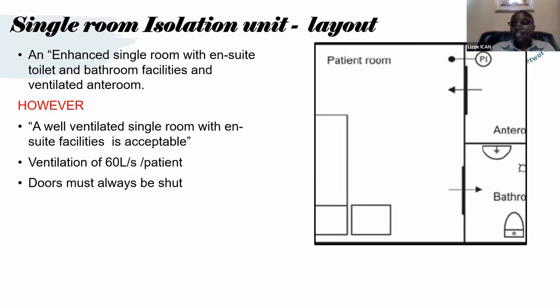And this is one example of a single room isolation area with an ensuite, and it should be well ventilated. And when we are looking at ventilation, we are assuming that it should be having about 60 liters of air per second for the patient, and the doors must always be shut.